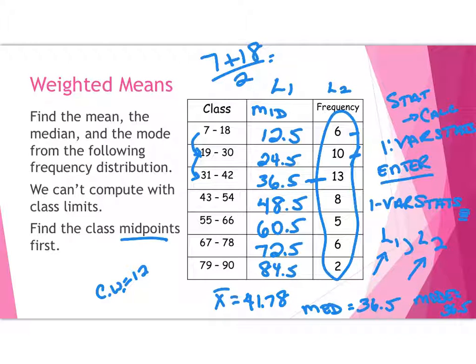If you want to check yourself, remember, how many data items do I have? If I add up the frequencies, that totals 50. Down at the bottom of my calculator screen, it better say n equals 50. Otherwise, I forgot to do that L1 comma L2 business.